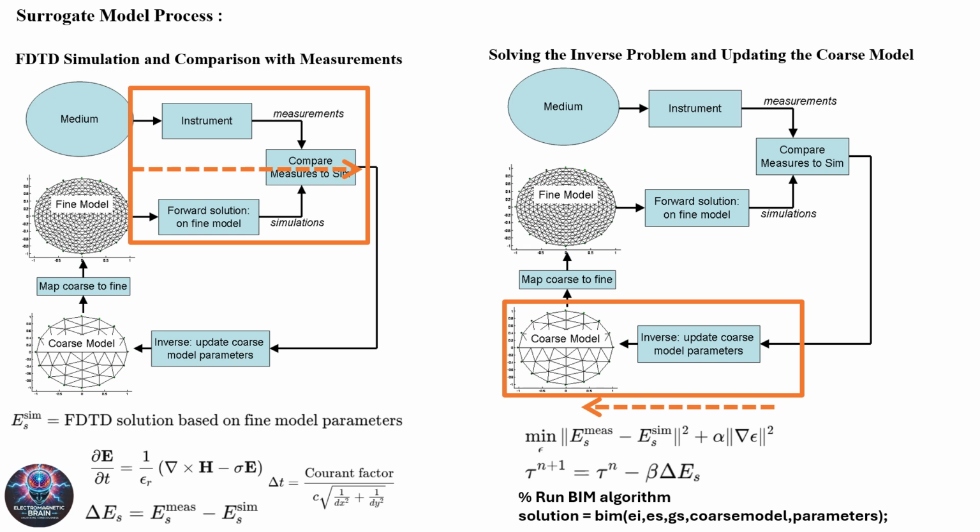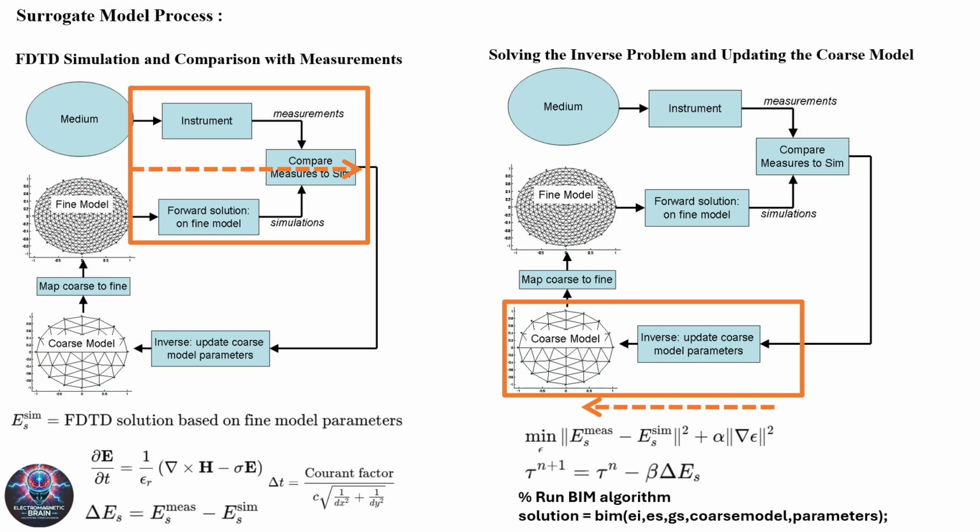Finally, in the fifth step, we solve the inverse problem to update the coarse model parameters based on the differences between simulated and measured scattered fields. This step is critical because the problem is inherently ill-posed and requires regularization techniques to ensure a stable and biologically plausible solution. One common technique used is Born approximation, which linearizes the relationship between the scattered field and the contrast function tau. The contrast function is updated iteratively to improve the match between simulation and measurement based on reducing the residual field.